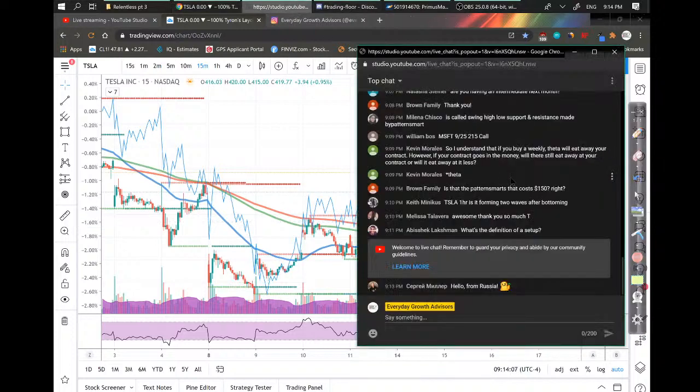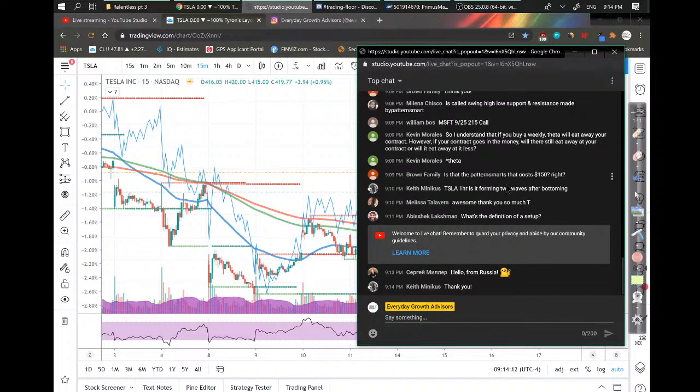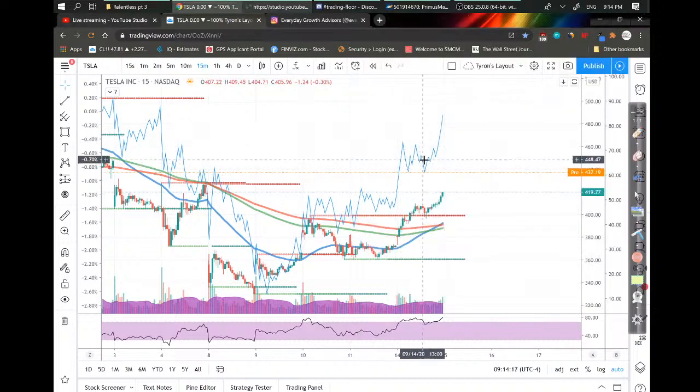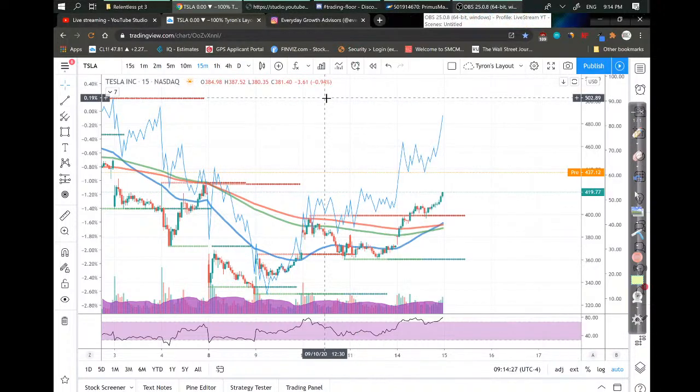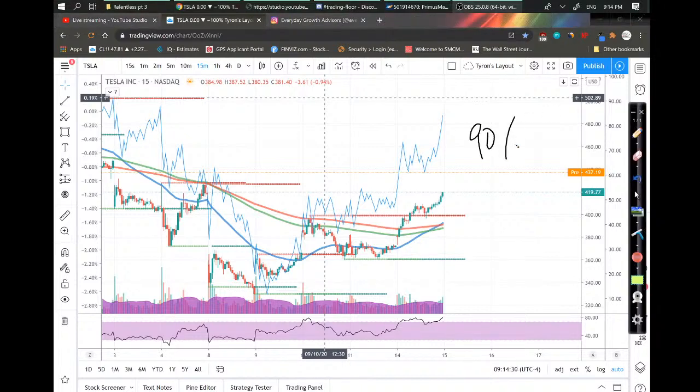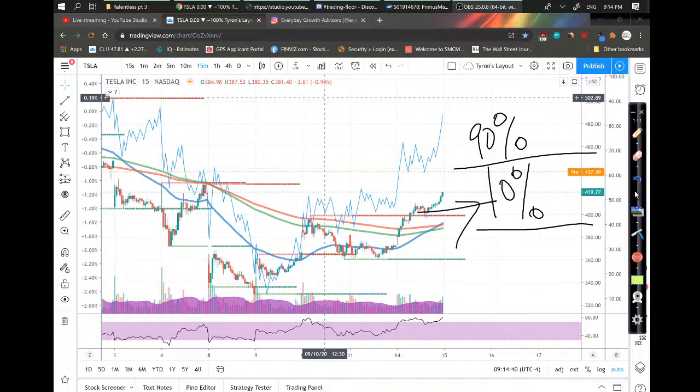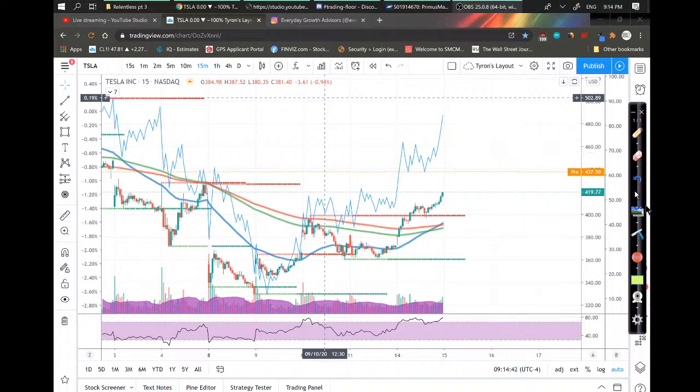Awesome, thank you. What's the definition of a setup? A setup is when you have an entry and exit, your risk to reward ratios are good, everything's good, and you're matching what your anticipation is. Remember, this is a 90% patience game. It's 90% patience and 10% execution. The moment you become impatient, that's it, you're done. The 10% is all you need to succeed. And with that, I will leave that to you guys.